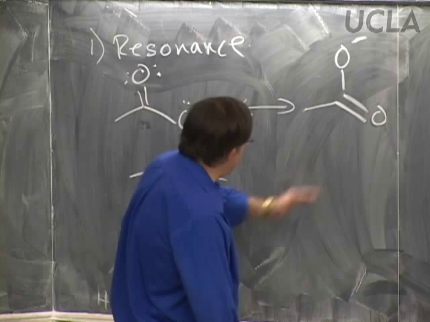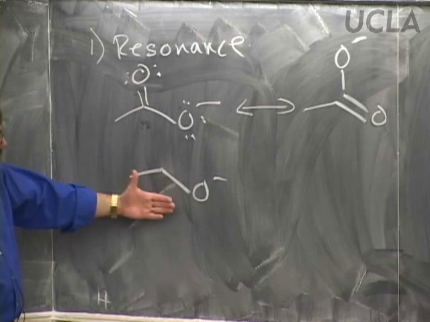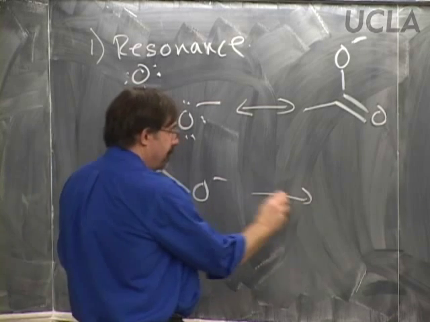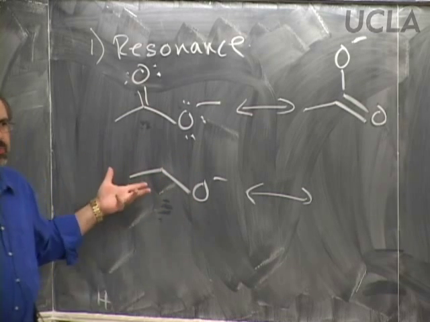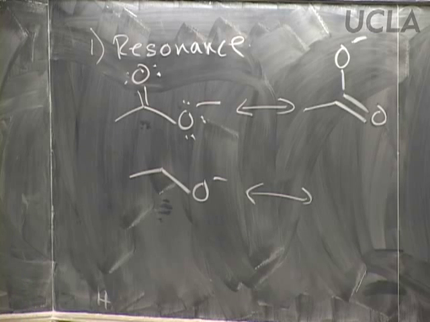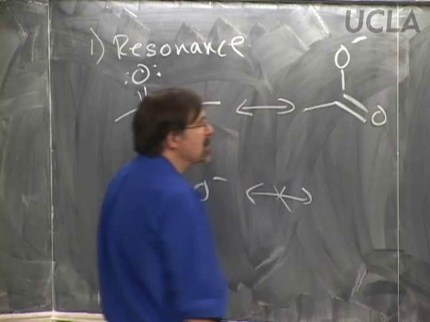And then down here for ethoxide ion, how is this one? What other resonance do we have? Nothing. This is all single bonds. Remember, resonance generally requires open octets, lone pairs, pi bonds, and this has none of them. So there's no other significant resonance contributors here.